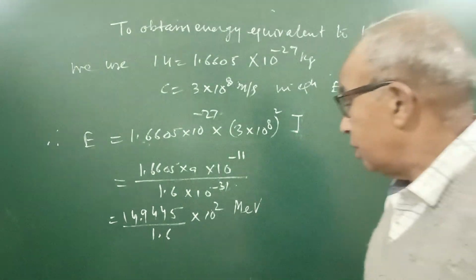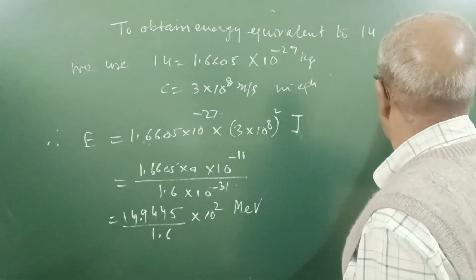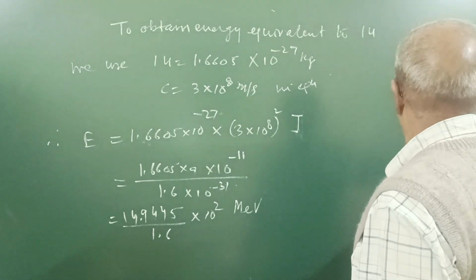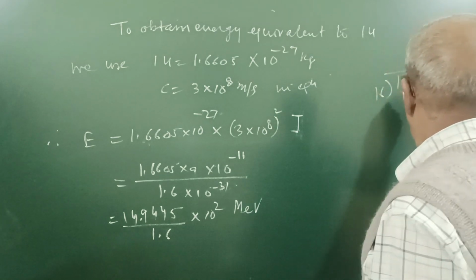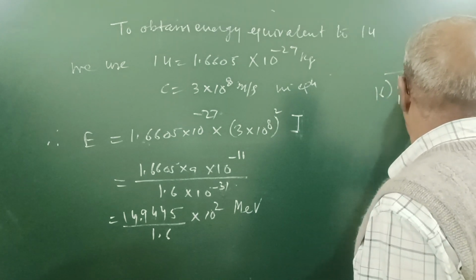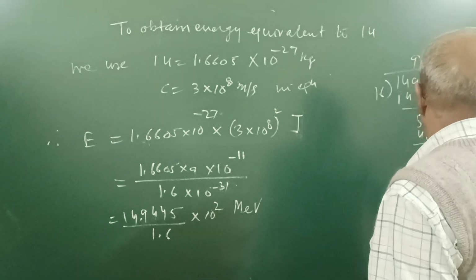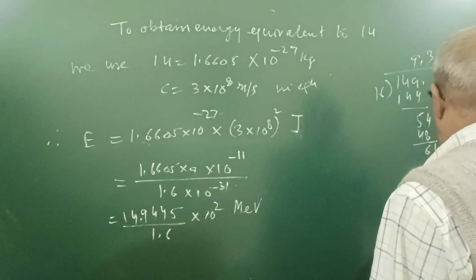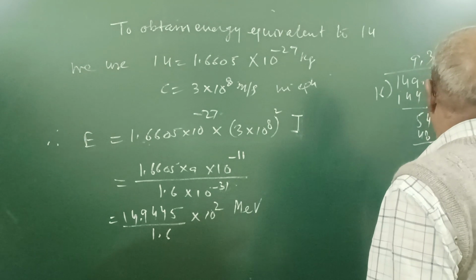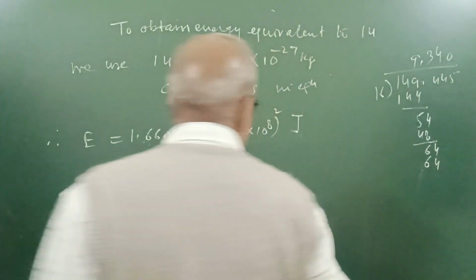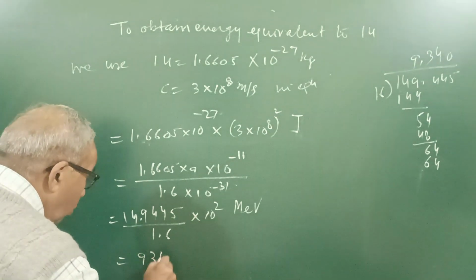But when we divide this, listen here, it is 149.445 divided by 1.6. 16 9 ja 144, 5.4, 3 ja 48, 6 4, 16 4 ja 64, and then 0 like this. So we get it here, nearly 934 MeV.